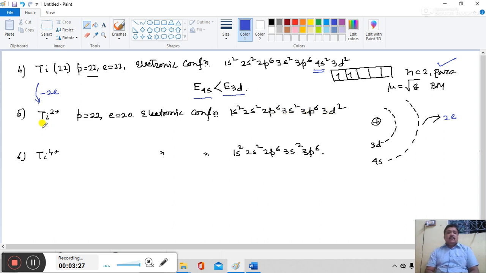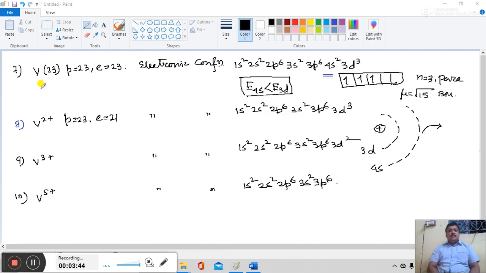And when Ti2+ releases 2 more electrons from the 3d subshell, it becomes Ti4+, and its configuration is 1s2 2s2 2p6, 3s2 3p6.